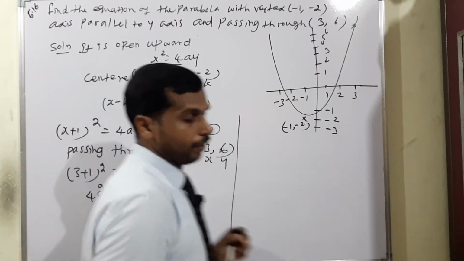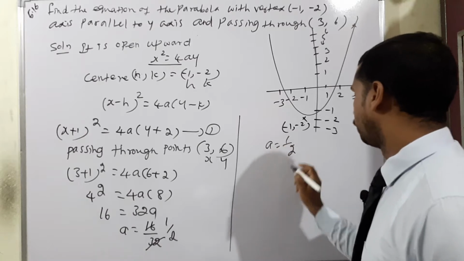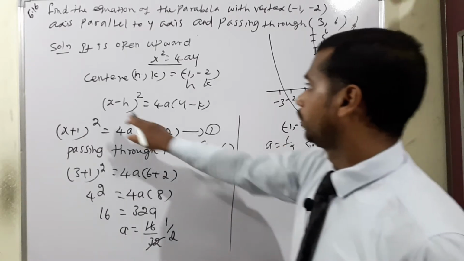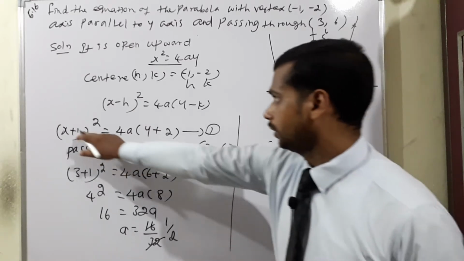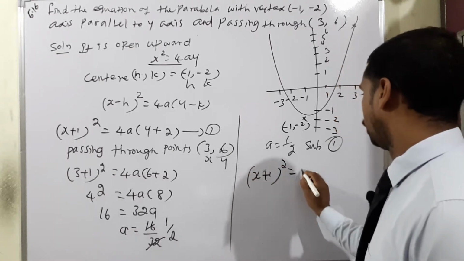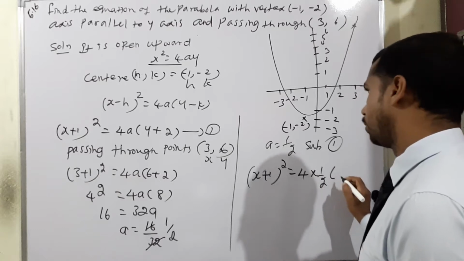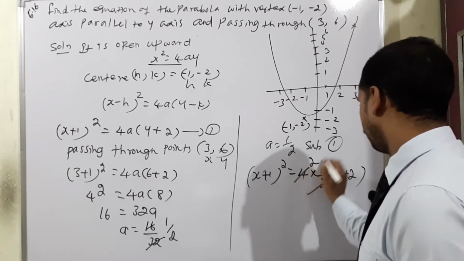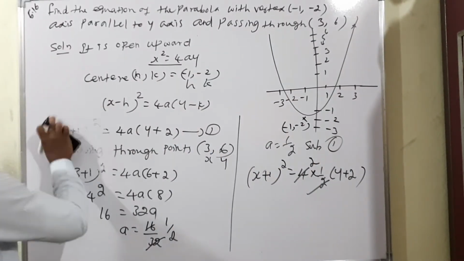After getting a equals 1 by 2, substitute it in equation number 1. The equation is (x plus 1) squared equals 4 times 1 by 2 times (y plus 2). Now 4 and 2 cancel, giving 2 times. Next, what do we have to do?